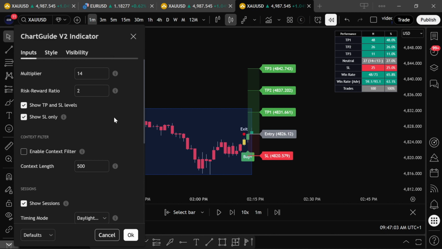And that's the whole point. You keep testing values until you find the multiplier that gives you the best balance for your style. Sometimes it's not the absolute highest win rate. It's the best win rate with good trade quality and enough trades, but you get the idea.